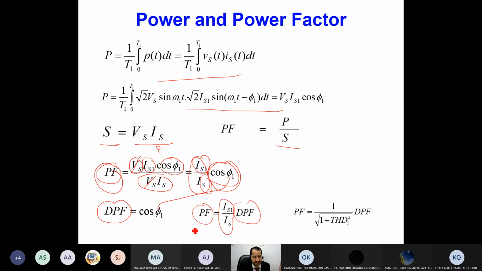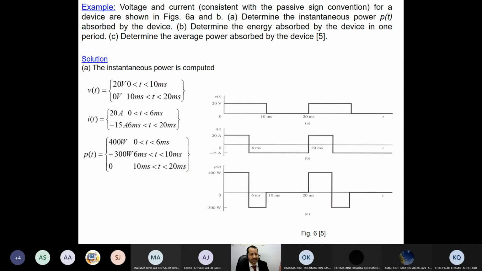I can link power factor and displacement power factor with total harmonic distortion through IS1 over IS. It gives me this formula. It's also a useful formula. If power factor is given to you, you can find total harmonic distortion and vice versa. Now, let's take an example to close this session.